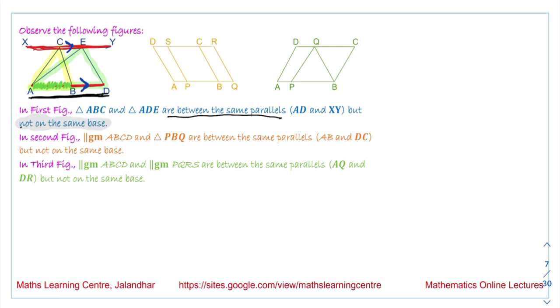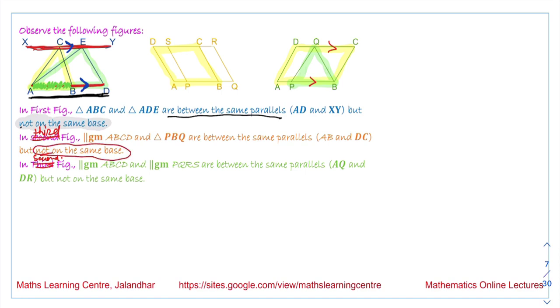Next we are talking about the parallelogram ABCD. This is the parallelogram ABCD. And second, we are talking about the triangle PBQ. This is the third figure we are talking about. This is about the second figure. So we are saying parallelogram ABCD is there, and we are talking about the triangle PBQ. Again, both of these are between two parallel lines, but they are not on the same base.